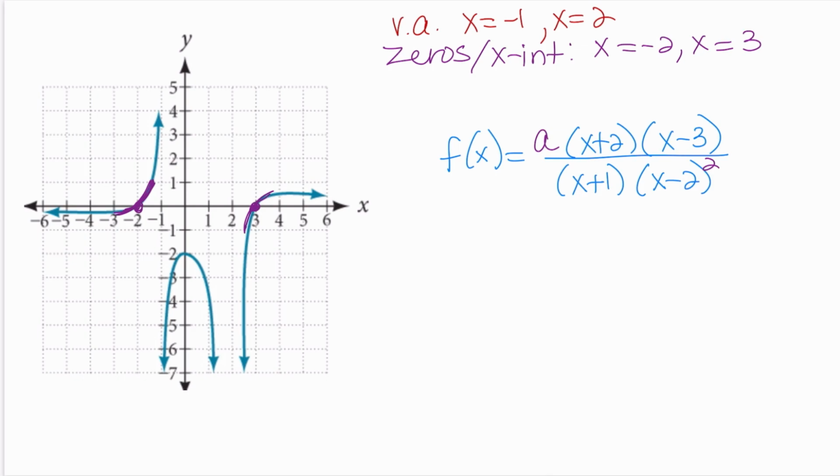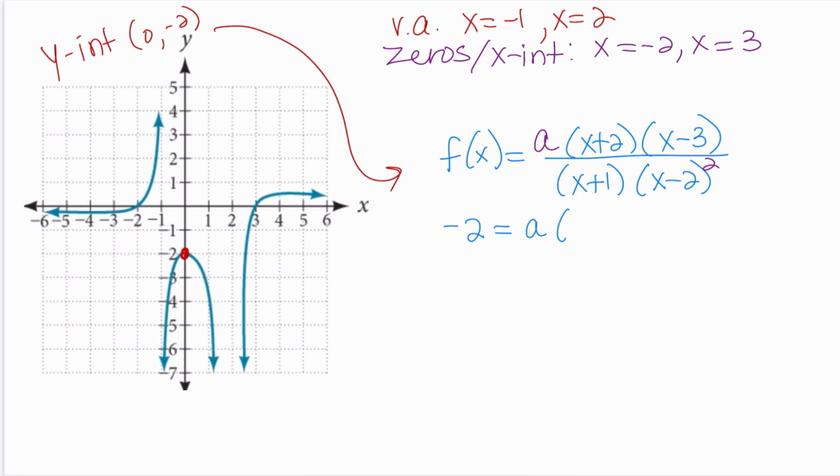And in order for me to find it, I need to use one point from the graph so that I can substitute. By far the easiest point to use is going to be the y-intercept. In this case, the y-intercept is going to be the point 0, negative 2. And what I'm going to do is use that y-intercept and substitute. So I'm going to replace f of x with the y value, which is negative 2. I'm going to leave a in there because that's what I'm trying to solve for. x, I'm going to replace it with 0. So wherever you see an x, go ahead and replace it with 0.